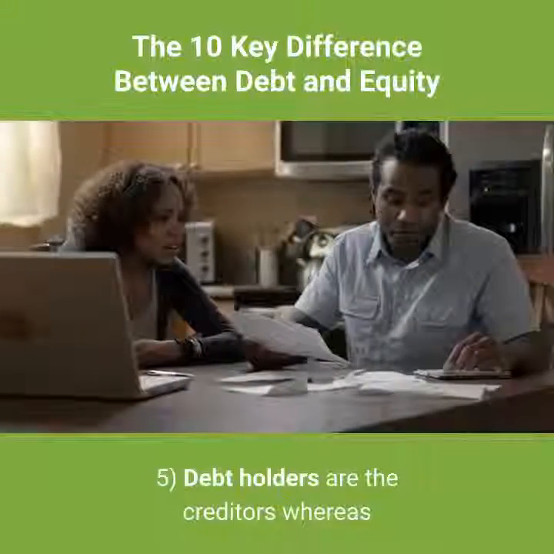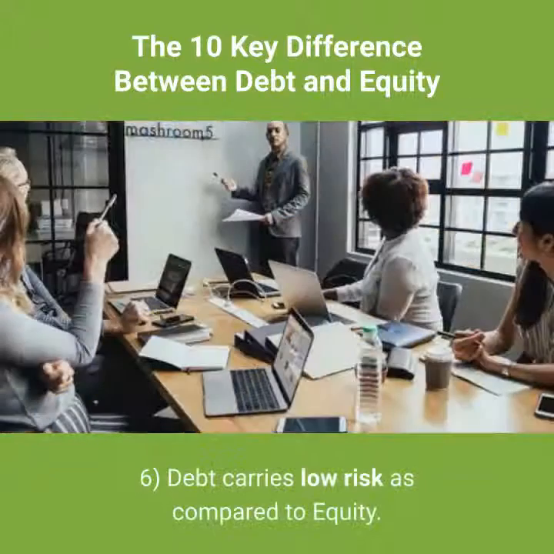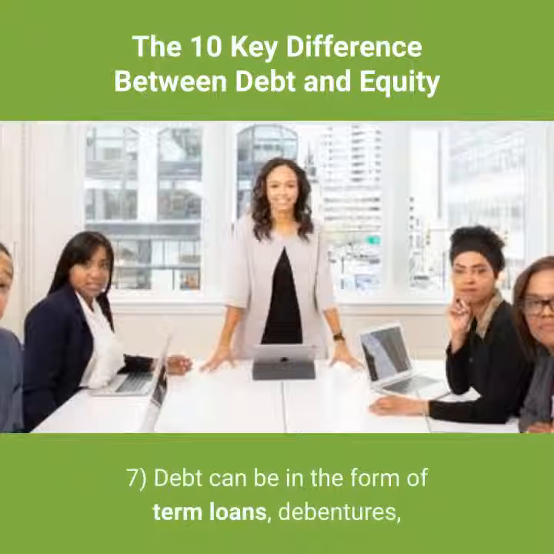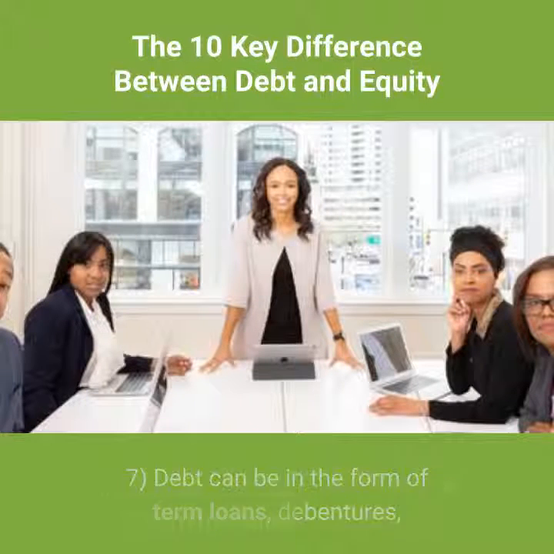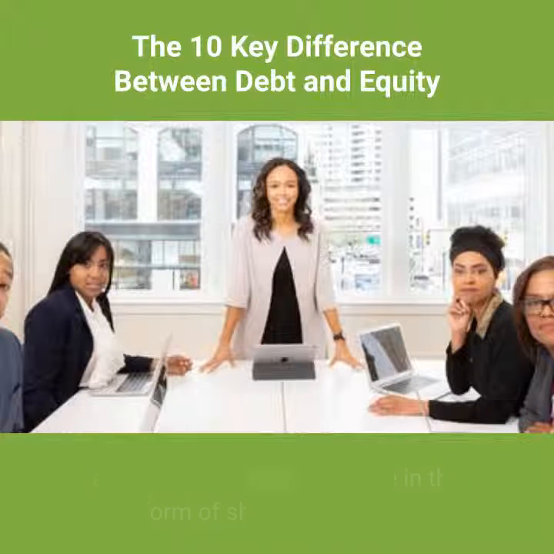5. Debt holders are the creditors whereas equity holders are the owners of the company. 6. Debt carries low risk as compared to equity. 7. Debt can be in the form of term loans, debentures, and bonds, but equity can be in the form of shares and stock.